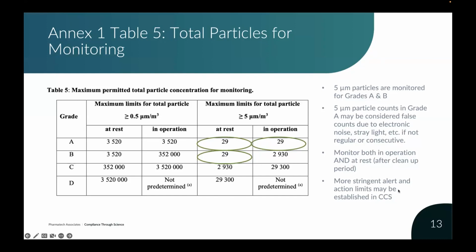Again, I'll mention that there's an expectation, particularly for 0.5 micron and higher or lower grades like C and D, to not use this table as your action limit. For C and D, these limits are way too high for most typical clean rooms. Your historical data is much tighter than this, and that should be used for your trending and your action limits, really to try to show that you have a certain level of control of your clean room, and whether it deteriorates over time.